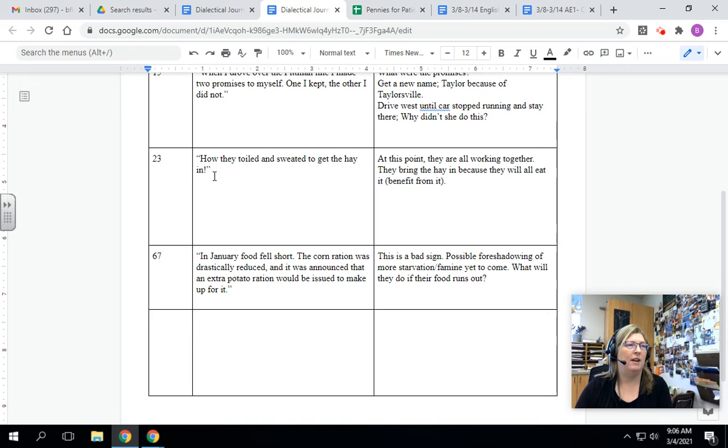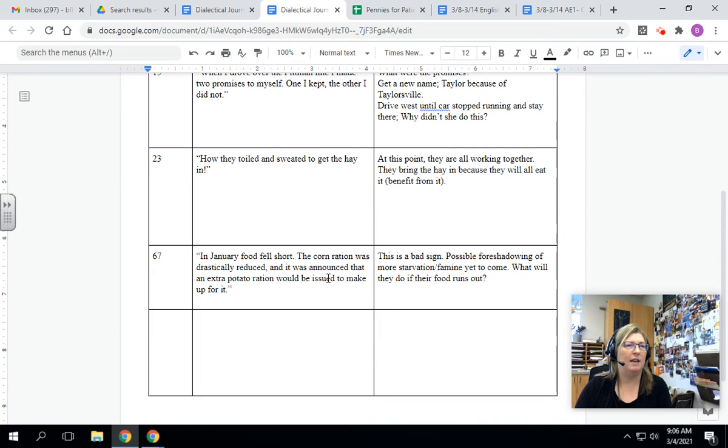Okay, here's another example. "How they toiled and sweated to get the hay in." I think this is from Animal Farm. And so my thoughts were, at this point, they're all working together. They bring the hay in because they will all eat it and benefit from it. If you don't know, Animal Farm is based on the idea of communism in Russia. So this was the idea of collectively working in order to produce a product.